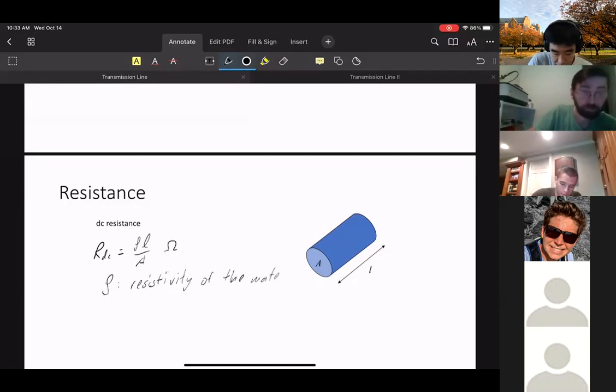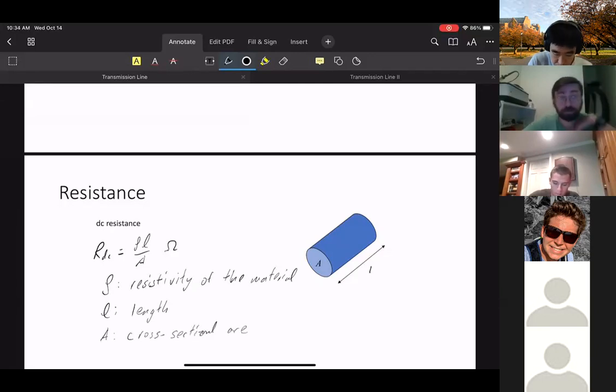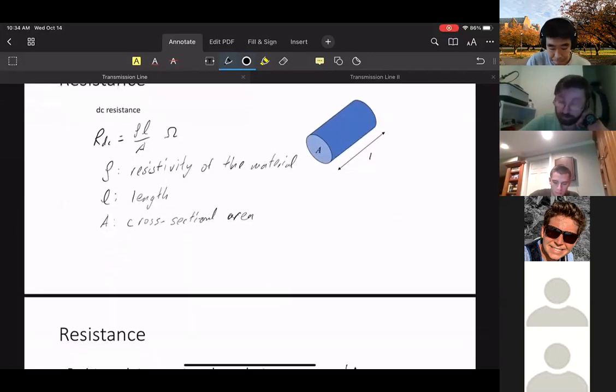of the material, so how resistive it is. A higher number means a larger resistance. L is the length of the conductor, so the longer the conductor, the more resistance it has. A is the cross-sectional area. So the larger the conductor, the lower the resistance.